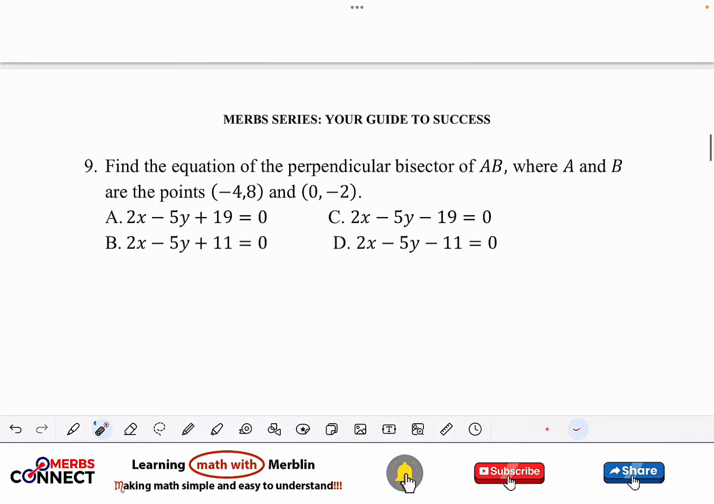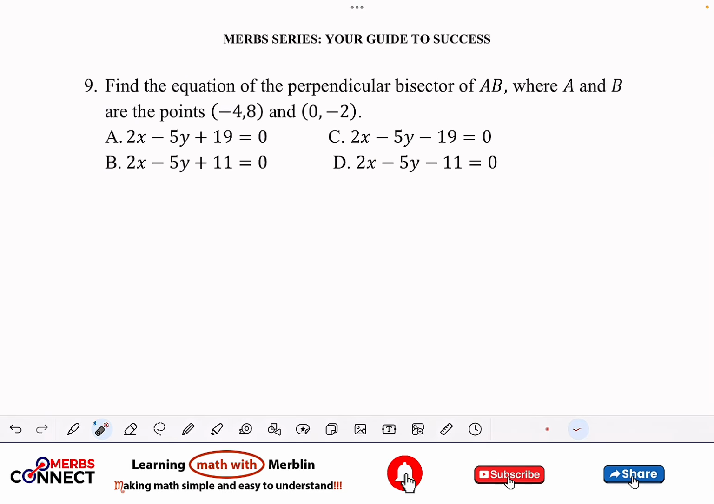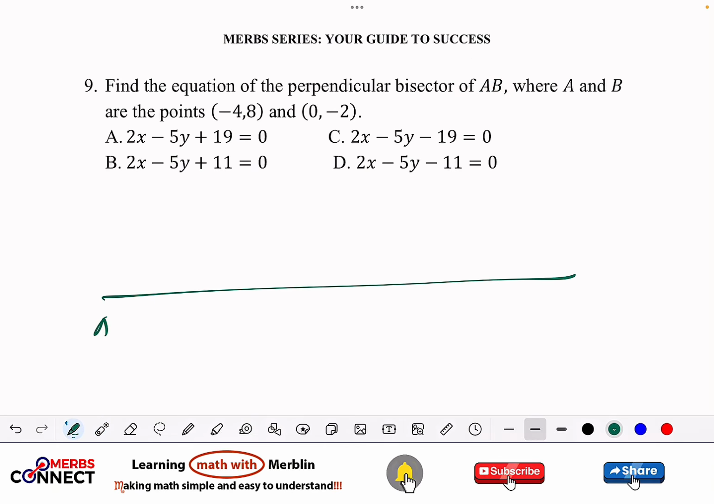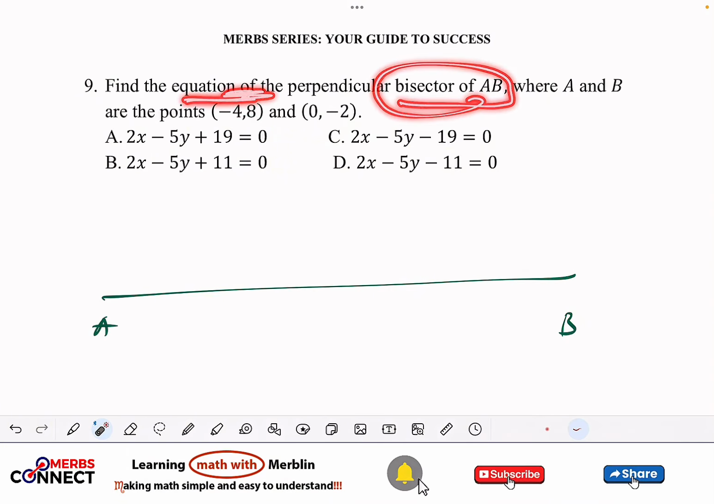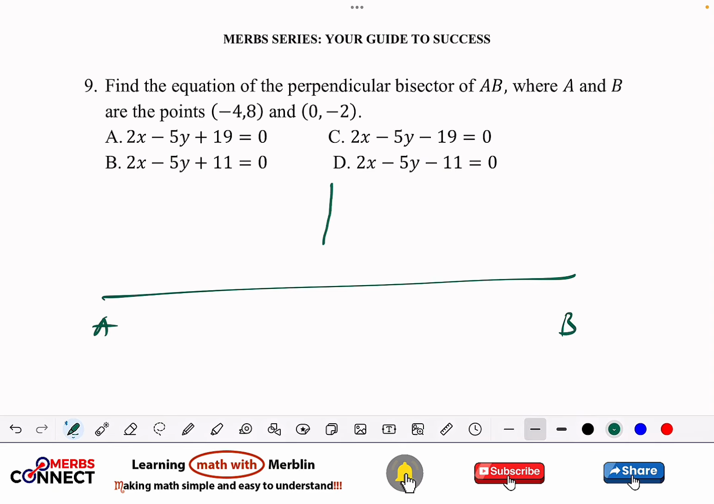Okay, let's look at question 9. Find the equation of the perpendicular bisector of AB. So remember, that equation is perpendicular bisecting this. It means that this is the equation that we are talking about, and this equation here is perpendicular bisecting this. So it bisects it at 90 degrees because of the perpendicular bisector, right? Where A and B are this and this.